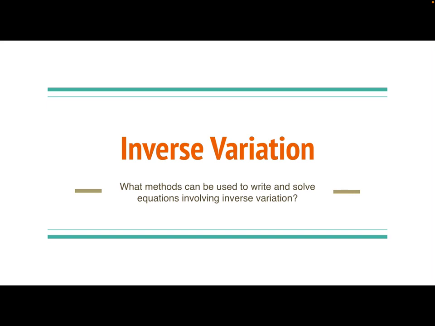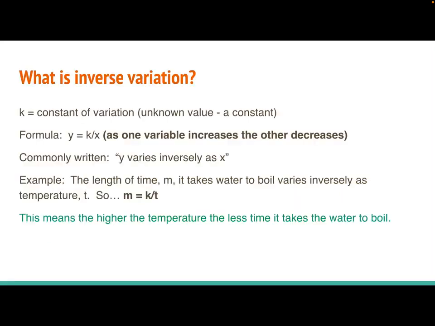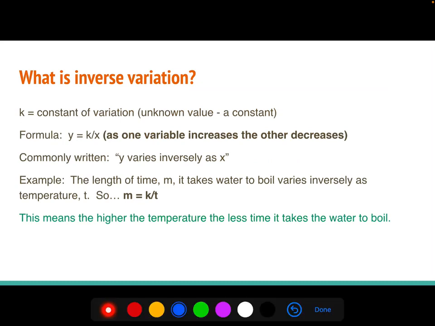Hi guys, welcome to inverse variation. We're going to see what methods can be used to write and solve equations using inverse variation. So what is inverse variation? Well, we're going to start out with knowing what some of the parts are. K is what we call the constant of variation. It's your unknown value, but it's also a constant, so it's going to stay the same number throughout the problem.